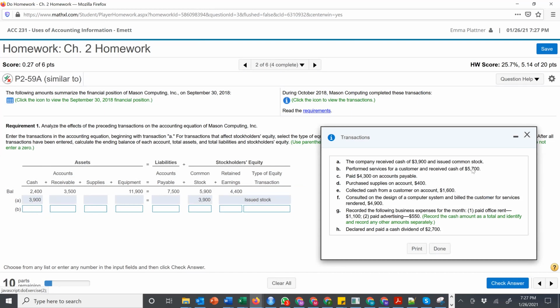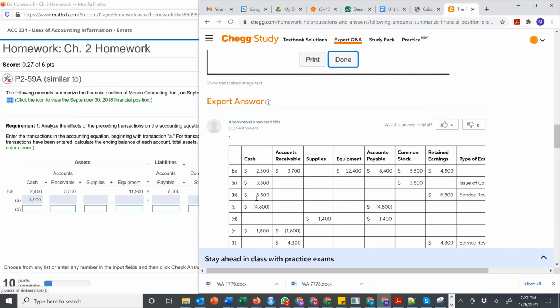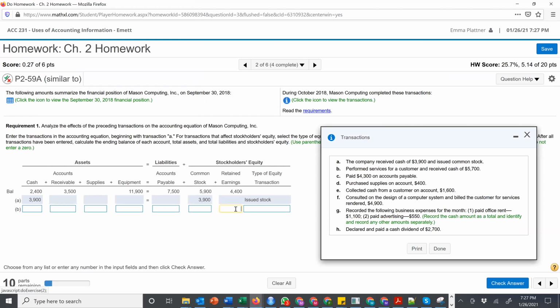Services for customer, cash of 5,700. So you get the cash, but where did it go? They put it in retained earnings, which I think is weird, because I run a business and I don't do any of it this way, but this is what they teach. So I must be wrong. Service revenue. You perform services, so that's why it's service revenue.